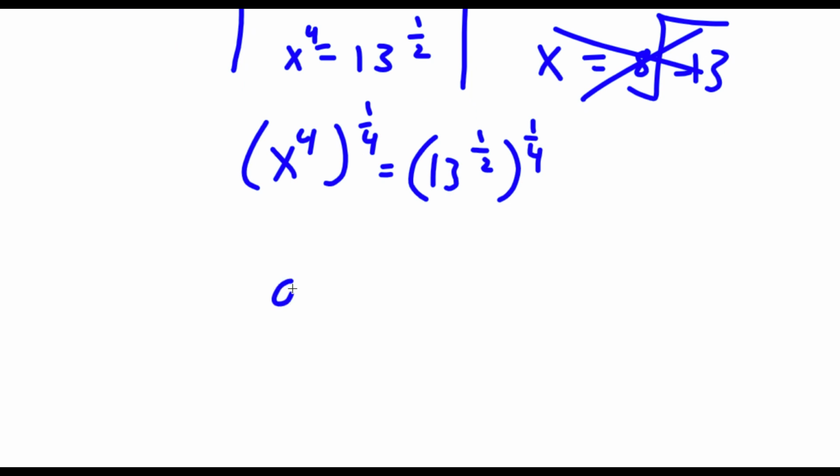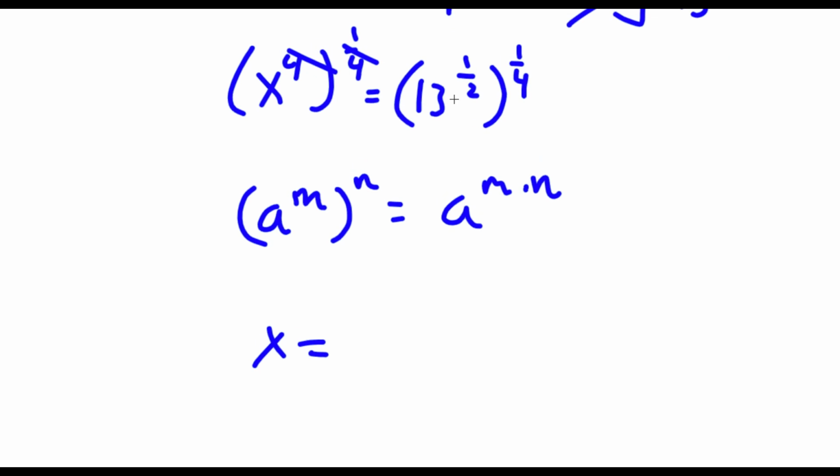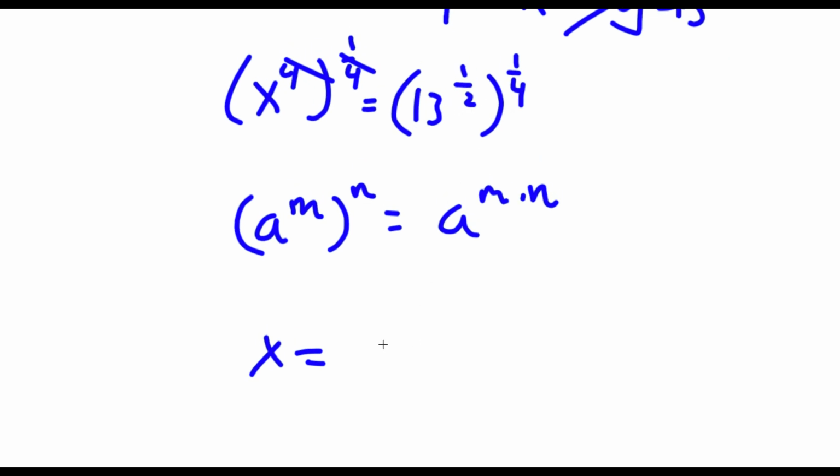now if I have something in the form a to the power of m to the power of n, this is equal to a to the power of m times n. 4 times 1/4 is 1, so these two cancel out. So now I have x is equal to 1/2 times 1/4, which is 1/8, so 13 to the power of 1/8.